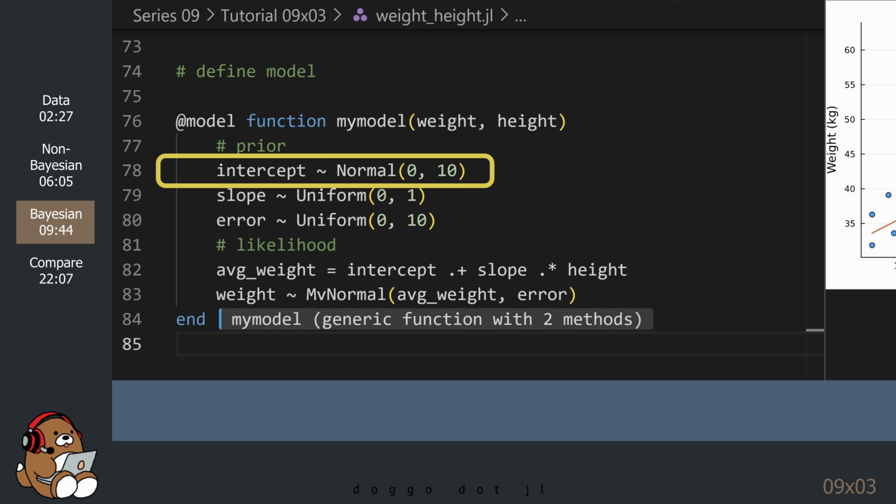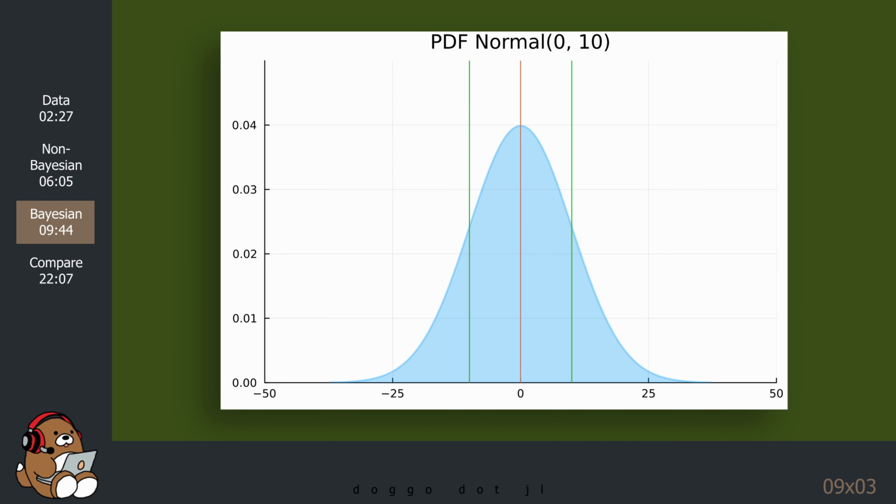The standard deviation of 10 means that the y-intercept could be plus or minus 10 if it's within one standard deviation of the mean. This is just an arbitrary number to use as a starting point. Here's what the PDF looks like for a normal distribution with a mean of 0 and a standard deviation of 10.